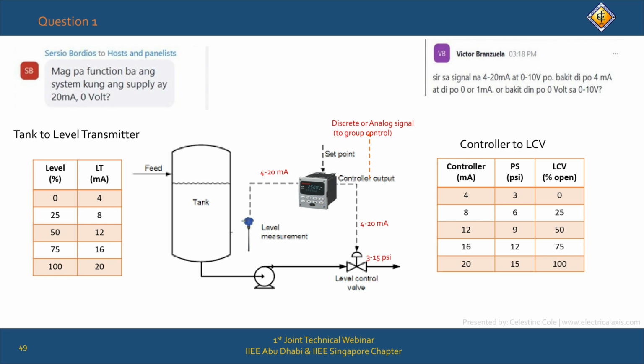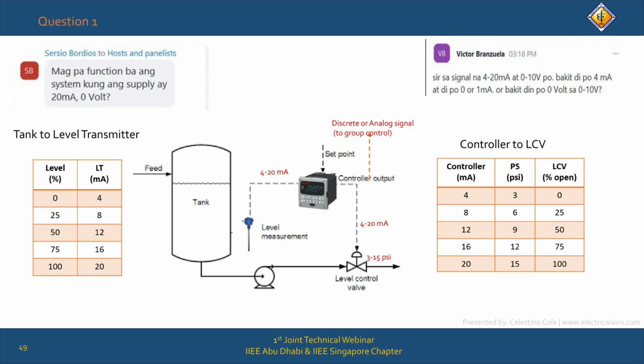So for the next question from Engineer Victor Branzuela, question po niya is, Sir, sa signal na 4 to 20 milliampere at 0 to 10 volts, bakit di po 4 milliampere at di po, ano ba to? Bakit di po 4 milliampere at di po 0 or 1 milliampere? Or bakit din po 0 volts at 0 to 10 volts? Okay.